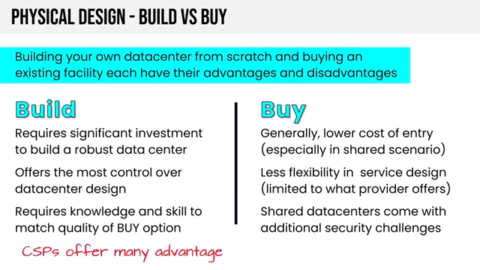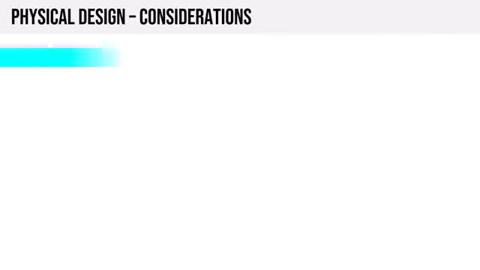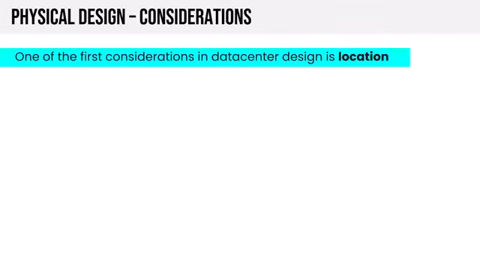The fact of the matter is CSPs offer many advantages of the build option at a buy price tag. Customers can leverage the CSP's experience to get that build level quality and near build level flexibility, but at a buy cost of entry. So in physical design, location selection is one of the first decisions.